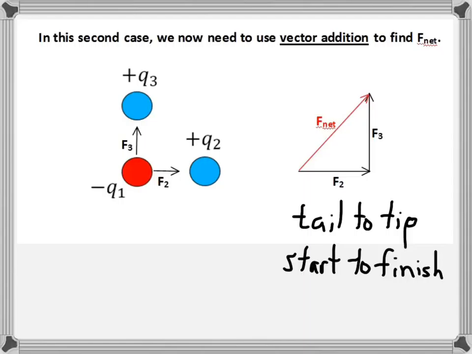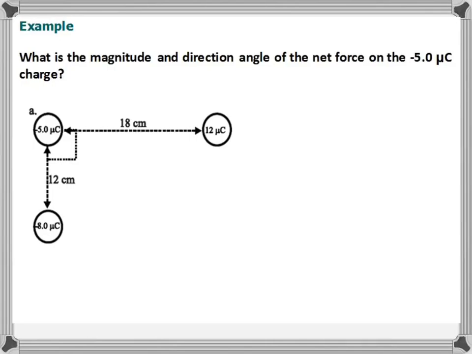All right. So let's take a look at an example that actually involves vector addition. What is the magnitude and the direction angle of the net force on the -5 microcoulomb charge? Okay, so let's come up with a strategy first of all on how to figure out what the net force is acting on this -5 microcoulomb charge.